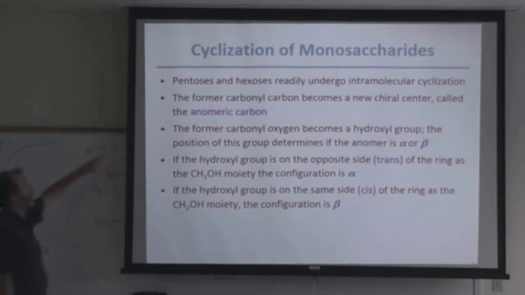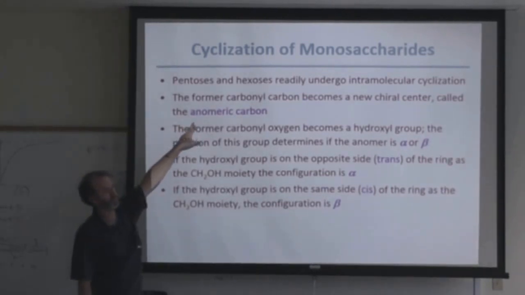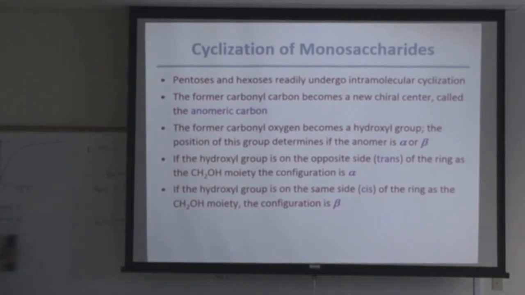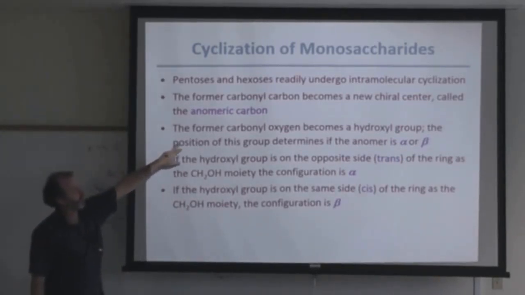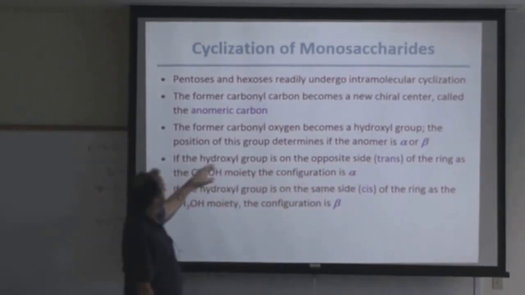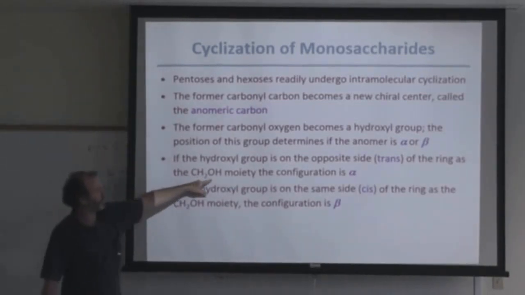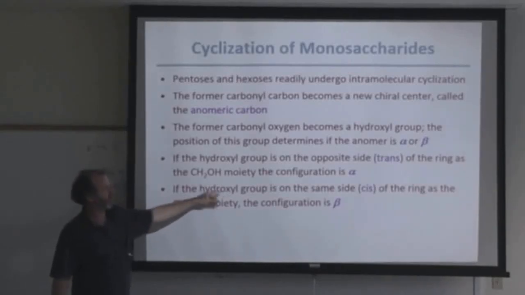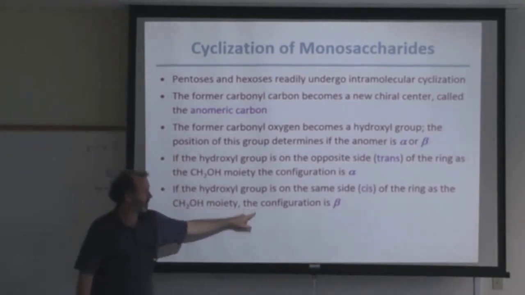So pentoses and hexoses readily undergo intramolecular cyclization. The former carbonyl carbon becomes a new chiral center called the anomeric carbon. So the anomeric carbon in a sugar is always where that aldehyde or ketone is. The former carbonyl oxygen becomes a hydroxyl group. The position of this group determines if the anomer is alpha or beta. If the hydroxyl group is on the opposite side, or trans, to the CH2OH moiety of the ring, it is configured as alpha. If the hydroxyl group is on the same side, or cis, where both are pointing up, the configuration is beta.